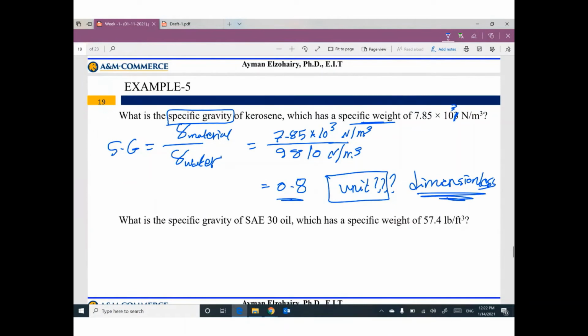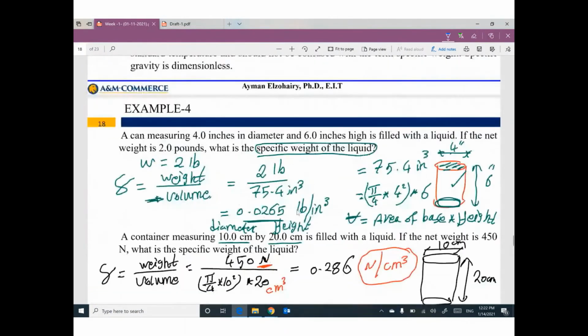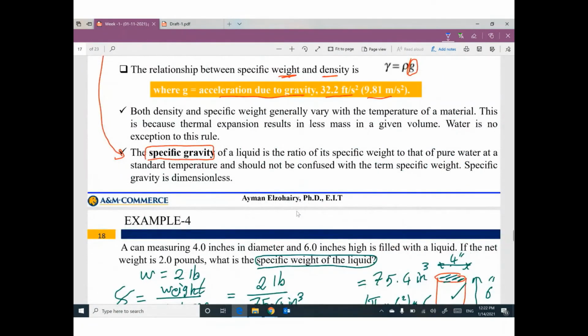If you go back to my notes, the specific gravity of a liquid is the ratio of its specific weight to that of pure water at standard temperature and shouldn't be confused with the specific weight. Specific gravity is dimensionless. No unit for specific gravity.